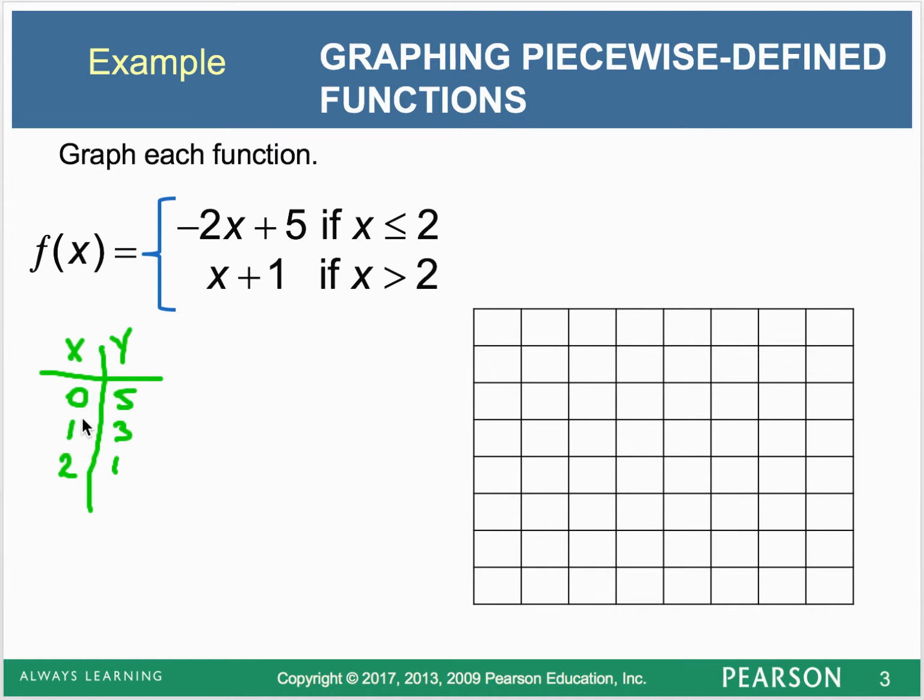And I can plot these points. 0, 5. Let me try to get us an axis going here so we can tell what's going on.